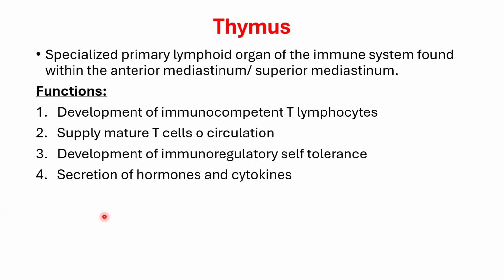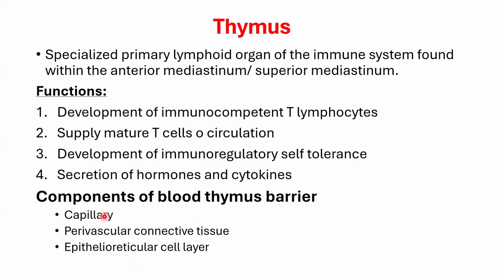So by the function of having some cells, the plasma cells, the lymphocytes will produce cytokines. Some of them will be inflammatory, some of them will be pro-inflammatory cytokines. In terms of hormones, it will produce thymosin, thymulin, and thymopoietin hormones, which we'll see in a few minutes.